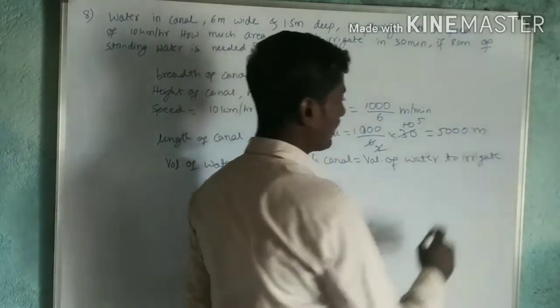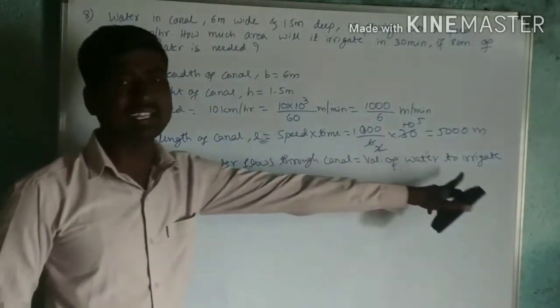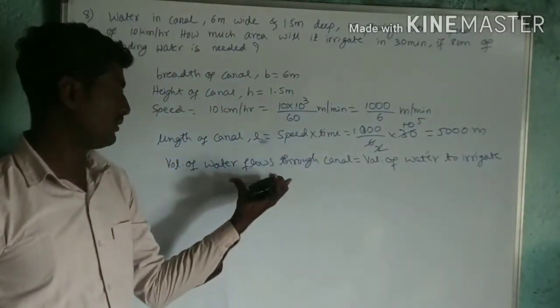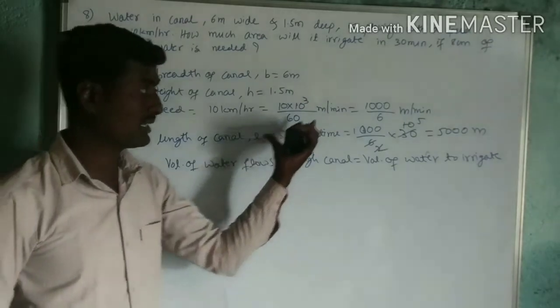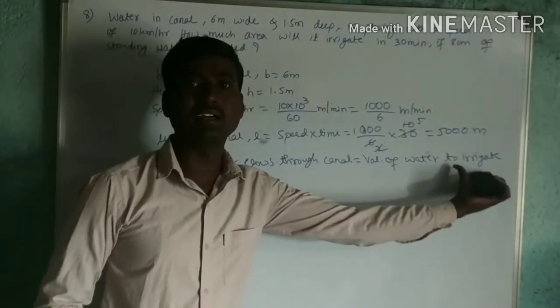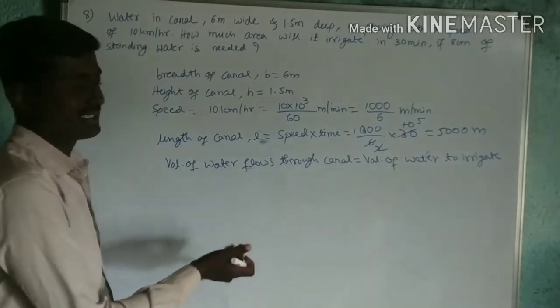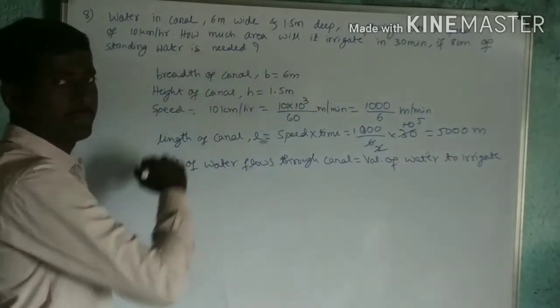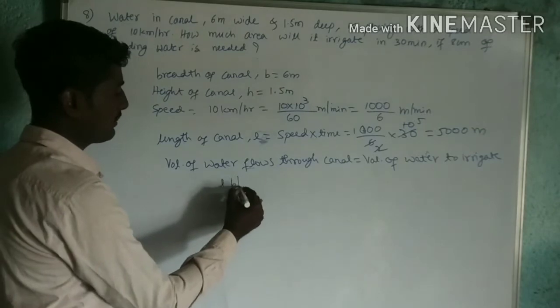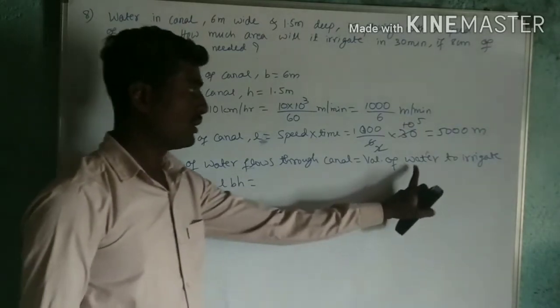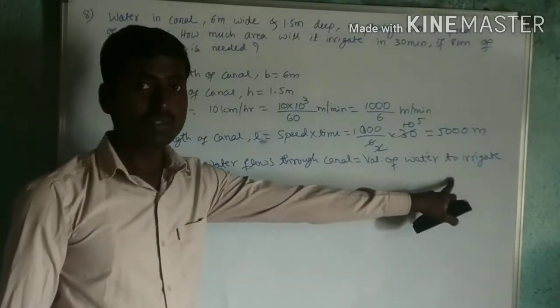The same water we are using for irrigation. So the water flows through the canal, and we are using that water to irrigate some area. Now the volume of water that flows through the canal, what is it? We already know it. LBH, I'll take it as LBH. Now the volume of water to irrigate.